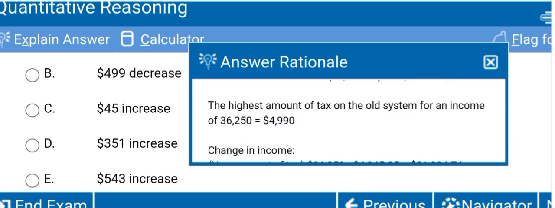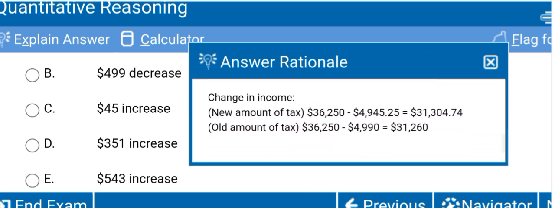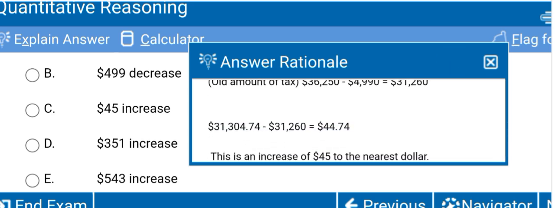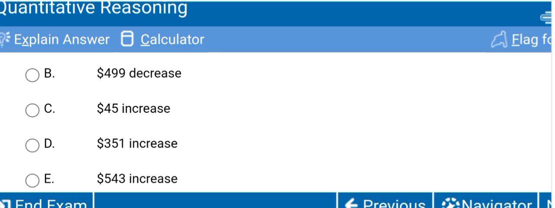The highest amount of tax on the old system for an income of 36,215 equals $4,919. So here we have change in income, new amount of tax, and then old amount of tax. This is an increase of $45 to the nearest dollar, which is $44.74. That's why we can say that option C is the correct option.